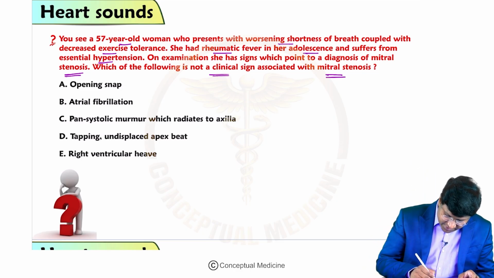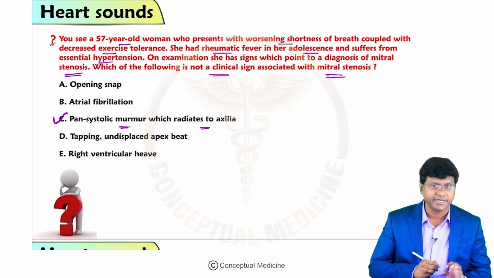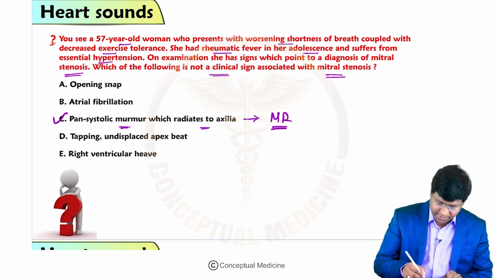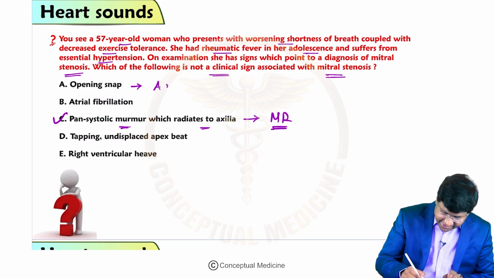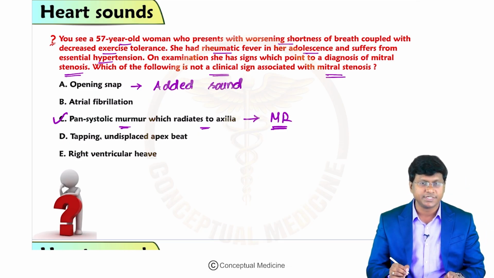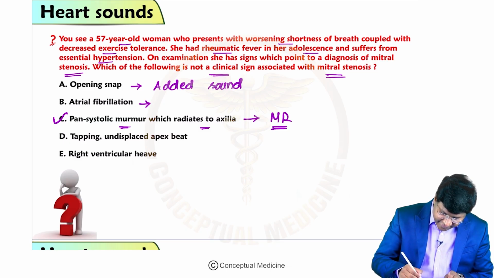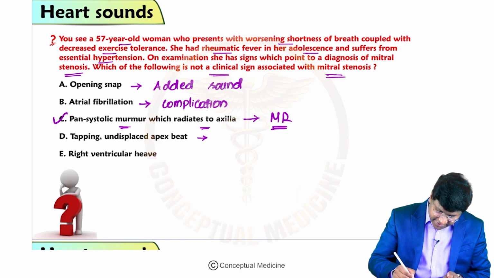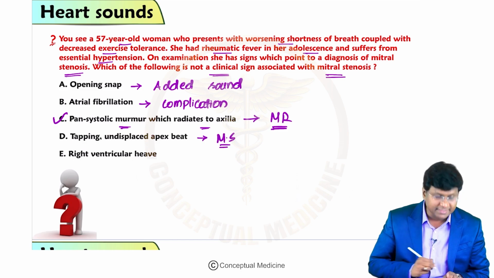What is the answer in this? It is the pansystolic murmur which radiates to axilla. So pansystolic murmur which radiates to axilla is heard in mitral regurgitation, whereas opening snap is an added sound which is heard in mitral stenosis. And atrial fibrillation is a complication of mitral stenosis, due to enlarged left atrium. Okay, and tapping undisplaced apex beat is a characteristic apex beat in patients with mitral stenosis.